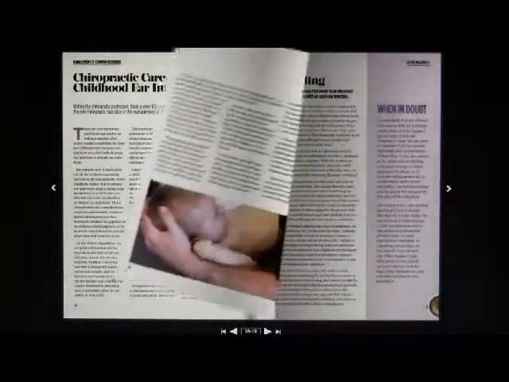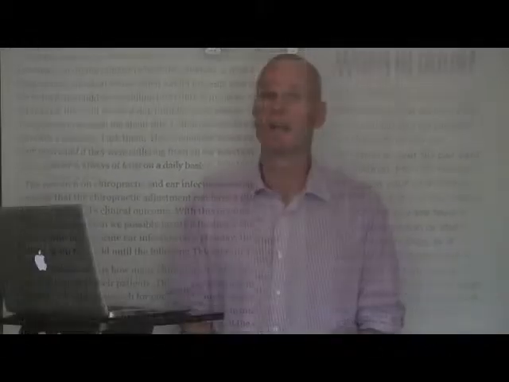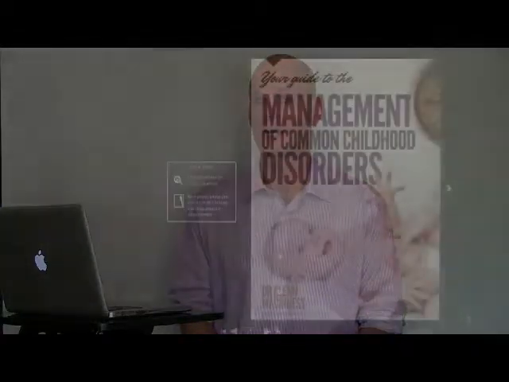A discussion on the very important topic of scheduling the child with otitis media is essential reading, and then I finish off with my when in doubt suggestion. This is essentially a suggestion of how to manage that child if after examining the child you are still a little unsure of what to do next. This is great advice for those who are perhaps new to practice.